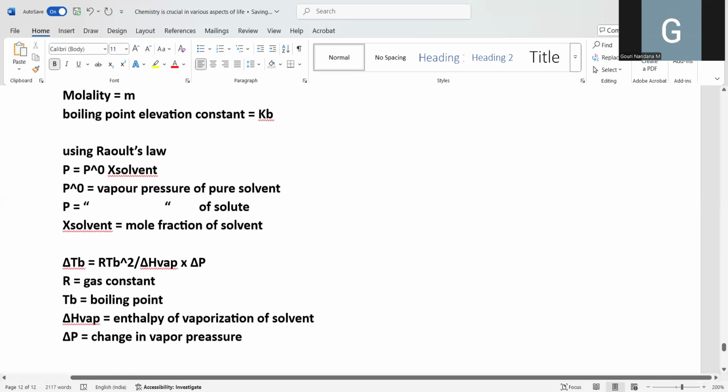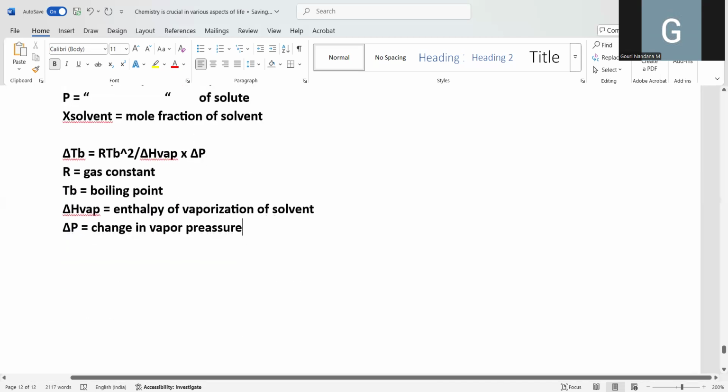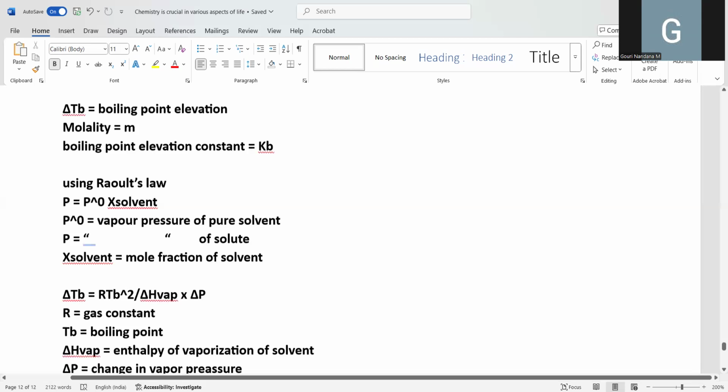Since delta P depends on the number of solute particles present, or as it depends upon the molality and the boiling point elevation constant, we can say that delta TB is directly proportional to Kb into m. So this is the way we can derive the equation.